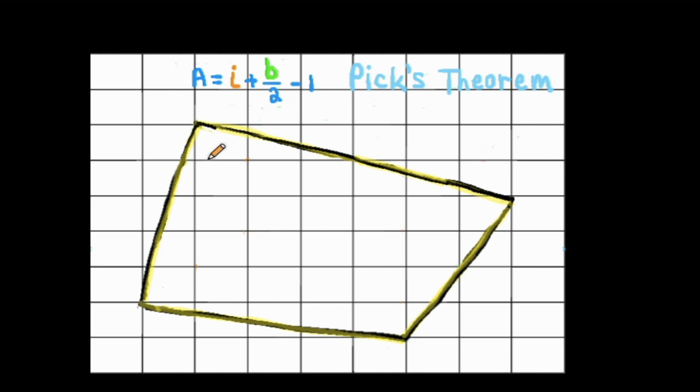Within the shape, I'm going to count how many inner points we have. And we have 1, 2, 3, 4, 5, 6, 7, 8, 9, 10, 11, 12, 13, 14, 15, 16, 17, 18, 19, 20, 21, 22, 23, 24, and 25. This is representative of the I.